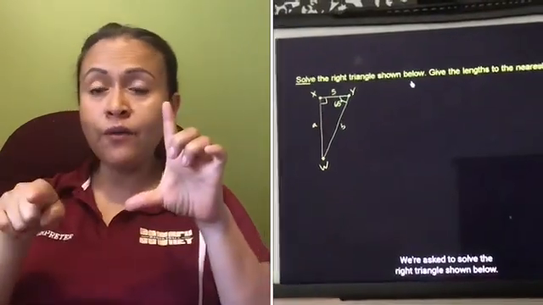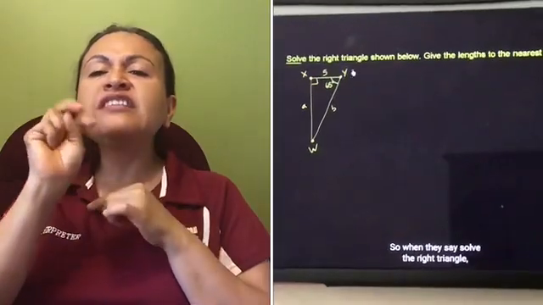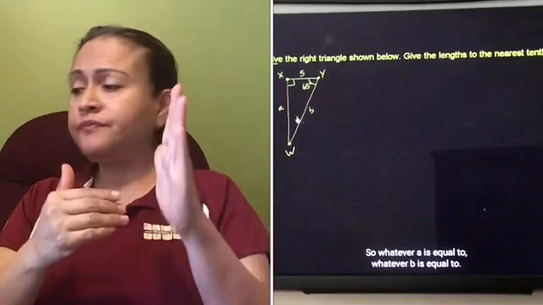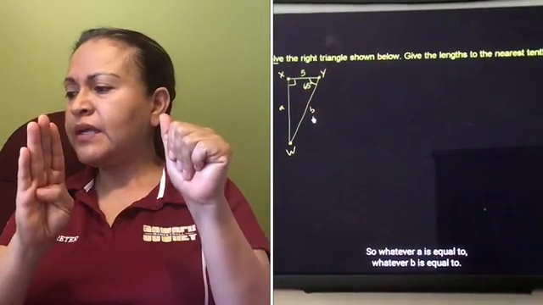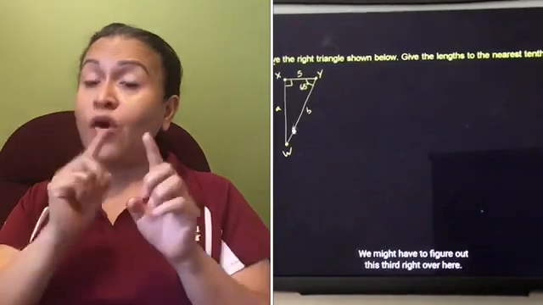Lengths to the nearest tenth. So when they say solve the right triangle, we can assume that they're saying, figure out the lengths of all the sides, so whatever A is equal to, whatever B is equal to, and also what are all the angles of the right triangle. They've given two of them, we might have to figure out this third right over here.